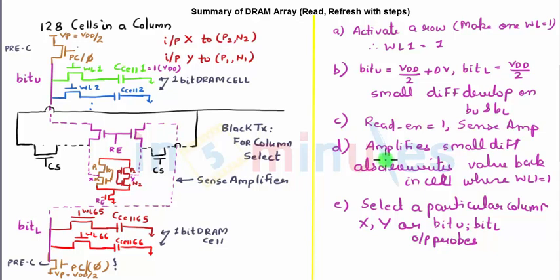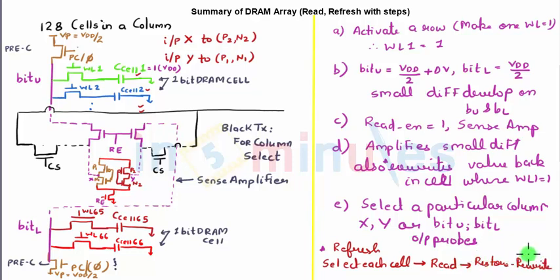How this rewriting happens, we already saw what is going to happen and how this should take place. Ideally, this is nothing but a refresh mechanism where you select each cell. We saw that we go to each cell one by one in the column. As you go to each cell, read each one of them. While reading, ensure that you are restoring the value by rewriting, and continue this process for each cell. And this is nothing but my simple refresh mechanism. So this completes the read of a DRAM array.